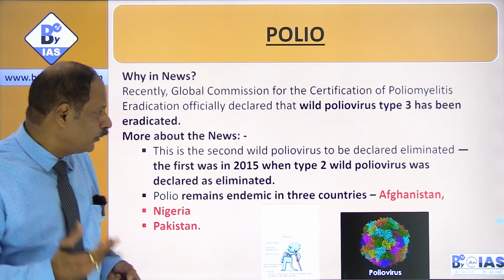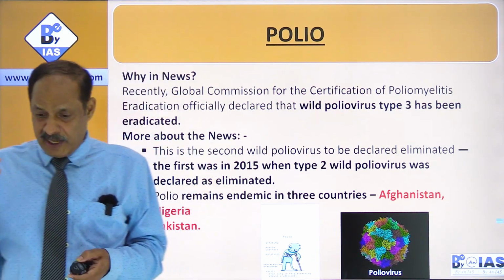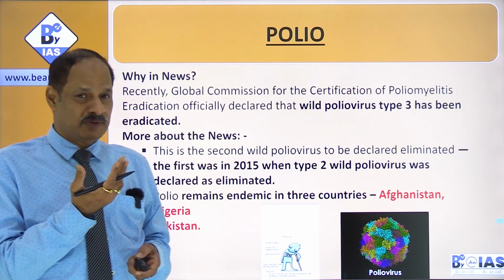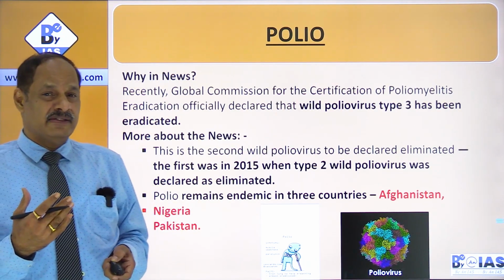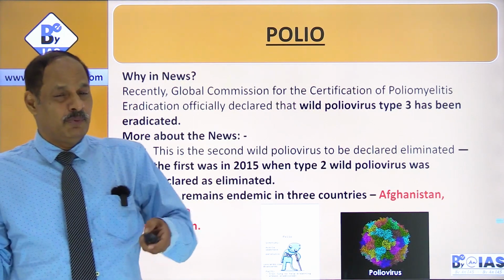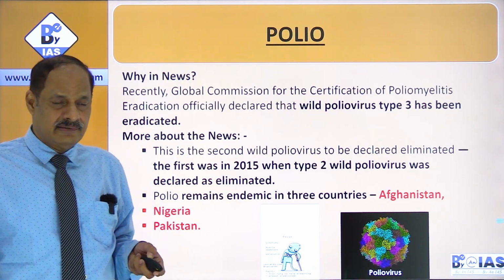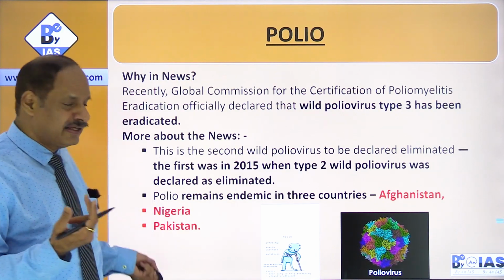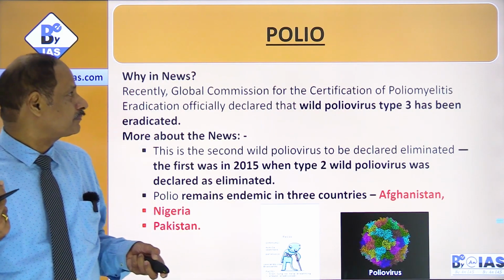And then polio. Polio type 3 has been eradicated. So it was in the news, but in spite of eradication of polio, including in India and other countries, there are 3 countries where it is still endemic, that is Afghanistan, Nigeria, and Pakistan.